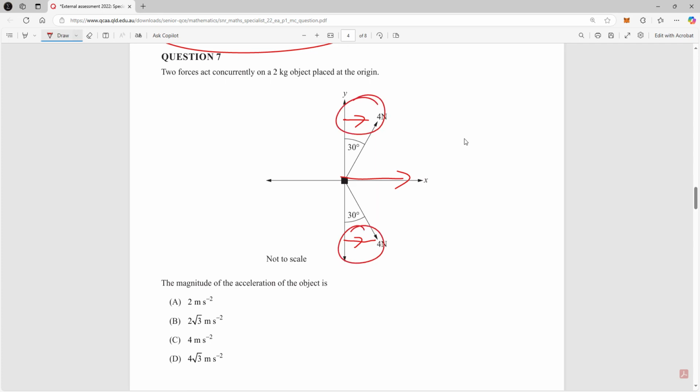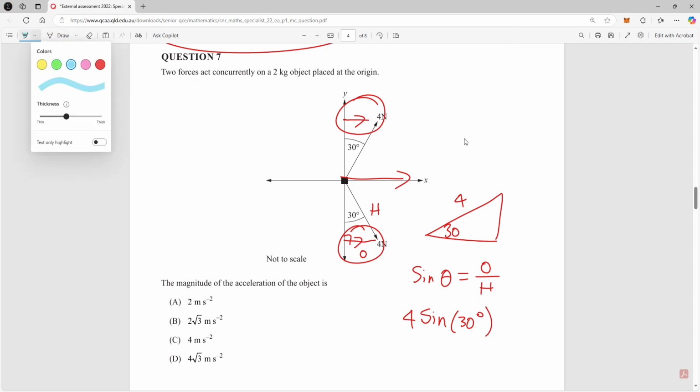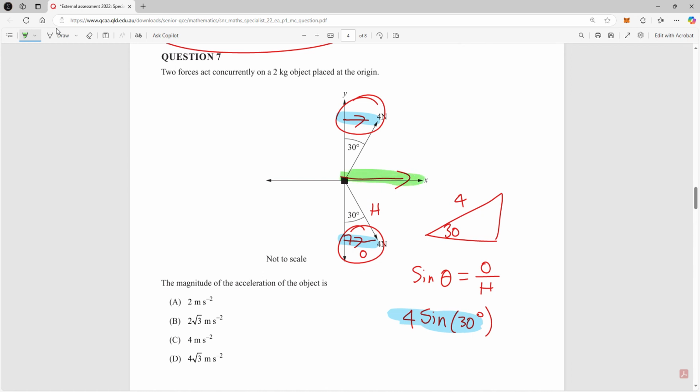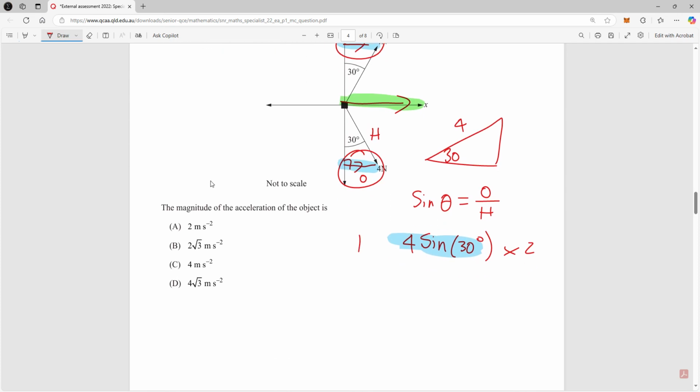Okay? So here, if you were to think of it like this triangle, this is your opposite, and we know the hypotenuse is 4. If I were to draw the triangle like this, that's 30, that's 4. So here, sine theta is opposite on hypotenuse, so if I want to know the opposite side, it'll be the hypotenuse, so 4 sine of the angle, so 30 degrees. That is going to be the component's magnitude for both of these guys here. Now if you want the overall one, which is this guy here in the green, you need to add these guys together. So you need to times them by 2. Okay? Now that's your force. Now a lot of people put that as the acceleration.